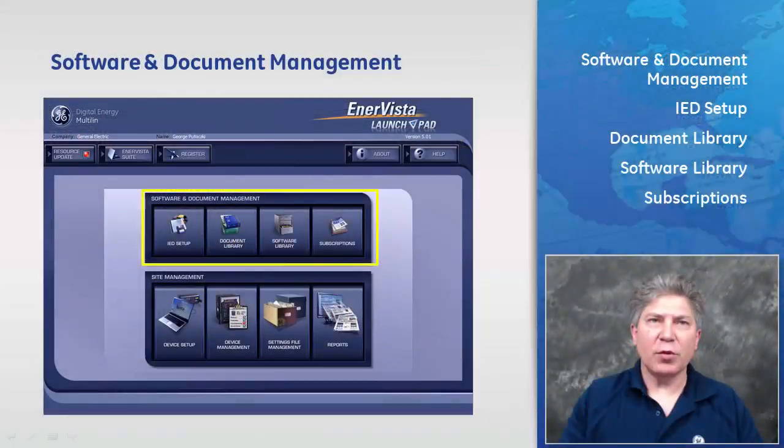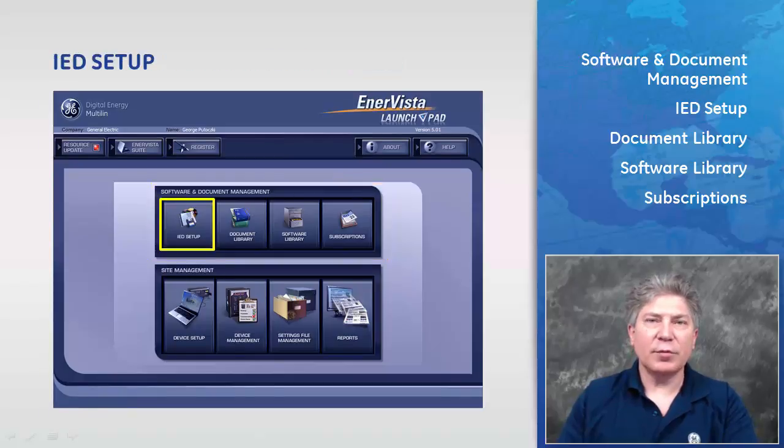The software and document management section provides access to the following features: ID setup, which is used to launch setup software for any GE Multilin device; document library to manage your support documents; software library, manage your software tools; and subscriptions to receive automatic notification of any news updates. So let's begin with the ID setup. There'll be a short video describing each one of the portions on the software and document management.